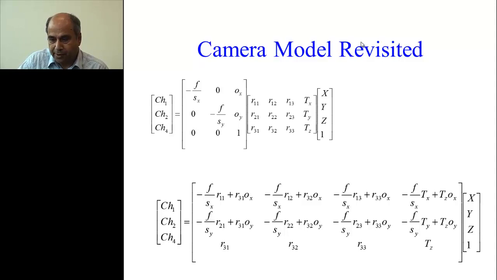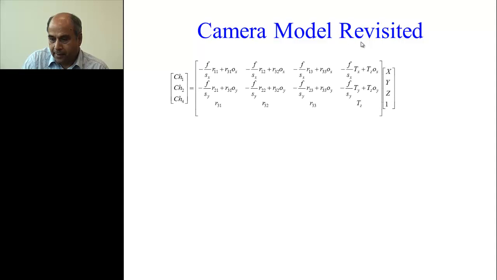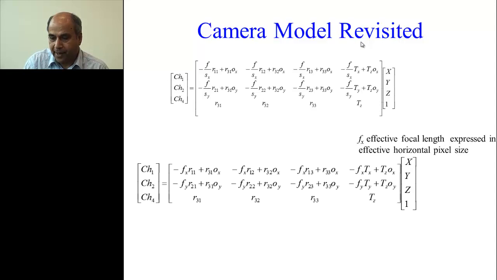And in this, we have these parameters: the rotation matrix, the nine unknowns, the translation vector, and the focal length, and all those things. So that's what we have from the previous one. Now, we can simplify this further, because we have F, and then we have a scaling factor SX. We'll just call this FX, and this we'll call FY, and now we don't have anything in the denominator, we have this kind of matrix.